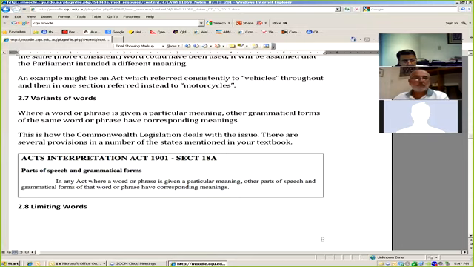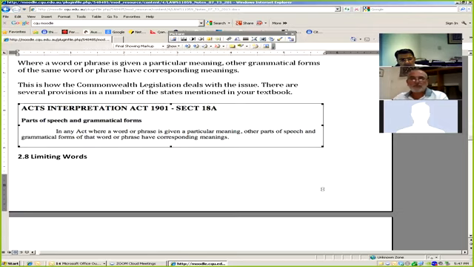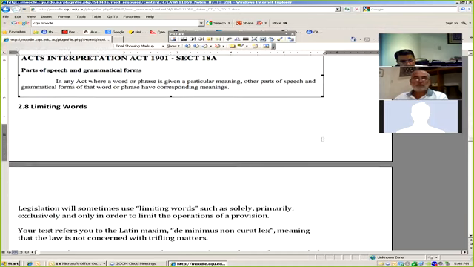Here, they refer to the Commonwealth Acts Interpretation Act, Section 18, capital A. In any act where a word or phrase is given a particular meaning, other parts of speech and grammatical forms of that word or phrase will have the corresponding meanings. So the plural or the adjective as opposed to the noun, etc., will have exactly the same meaning potentially, depending on the grammatical usage of the words. So it's extraordinary how powerful some of these sections in the Acts Interpretation Act can be.